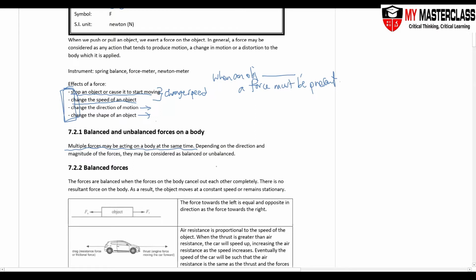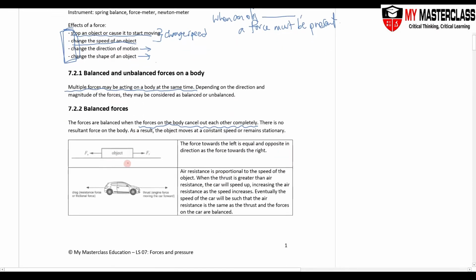So we are talking about balanced forces on a body, or the forces on a body are balanced. What do we mean by the forces on a body are balanced? The forces cancel each other out completely in a balanced force scenario. That means left equals right, up equals down. The forces are in opposite directions and they are equal, so they are able to cancel out each other. In this case, F1 and F2 are opposite and equal, so balanced forces. The forces on the object are balanced.